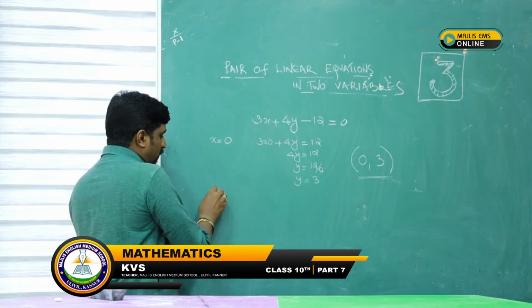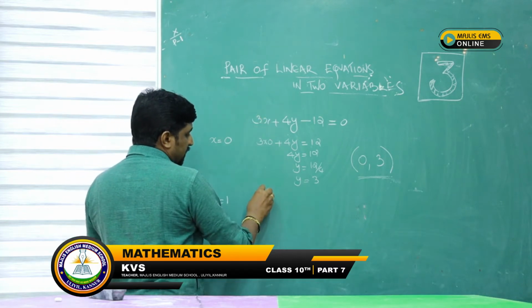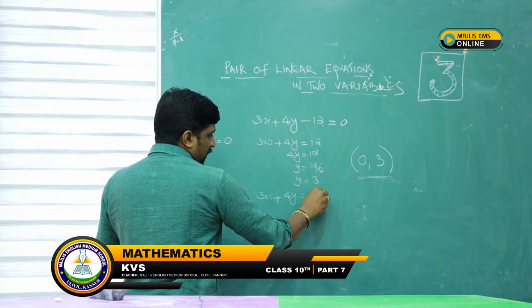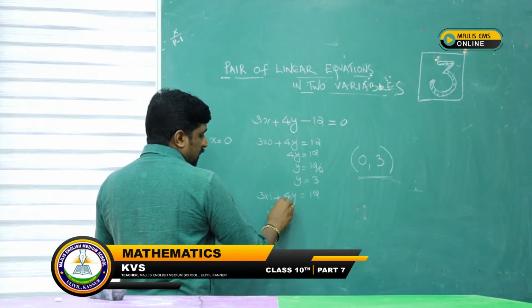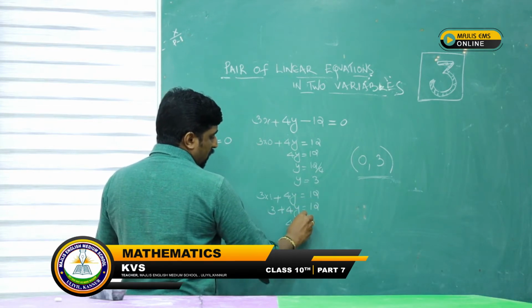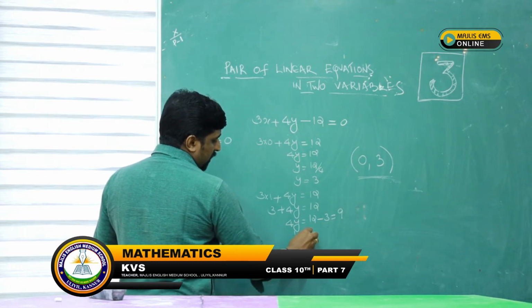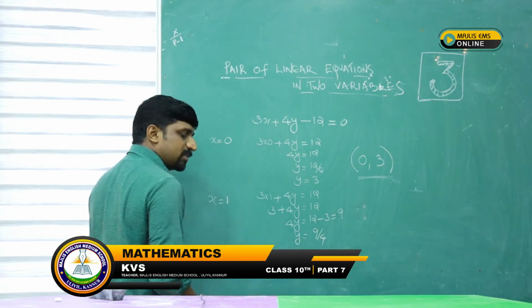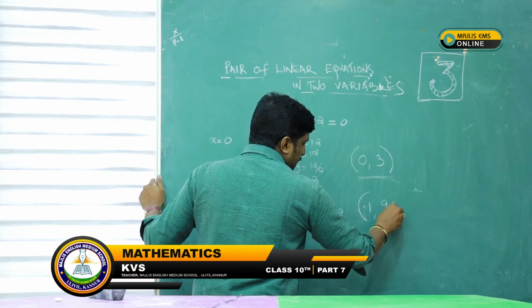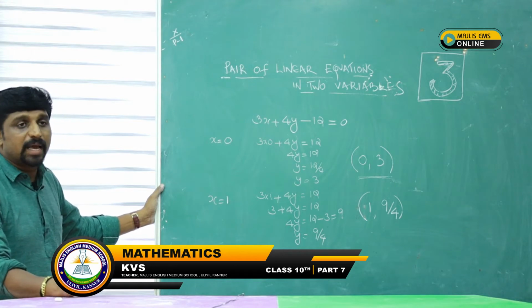Now we can take another value for x. Suppose x is equal to 1. Therefore the equation becomes 3 into 1 plus 4y equal to 12. 3 into 1 is 3, so 3 plus 4y equal to 12. Then 4y equal to 12 minus 3, that is 9. Then y equal to 9 by 4. So when we take x equal to 1, the y value becomes 9 by 4.